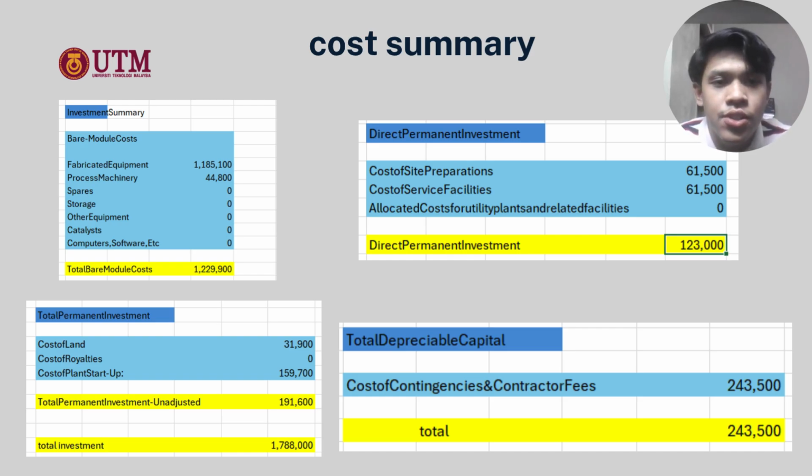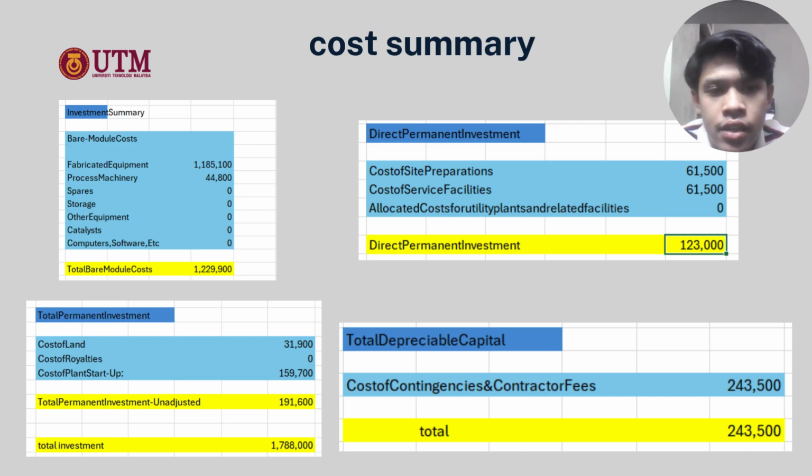So we move to the cost summary. Cost is basically what we have to spend on our project in order to improve our business. In these terms, they use the money to invest in fabricated equipment and process machinery, and in this section they spend about 1,225,000. Then for direct permanent investment, they spend on site preparation and service facilities.